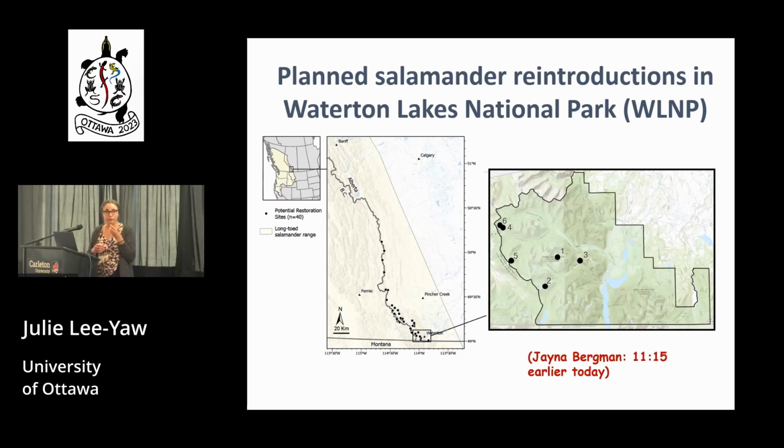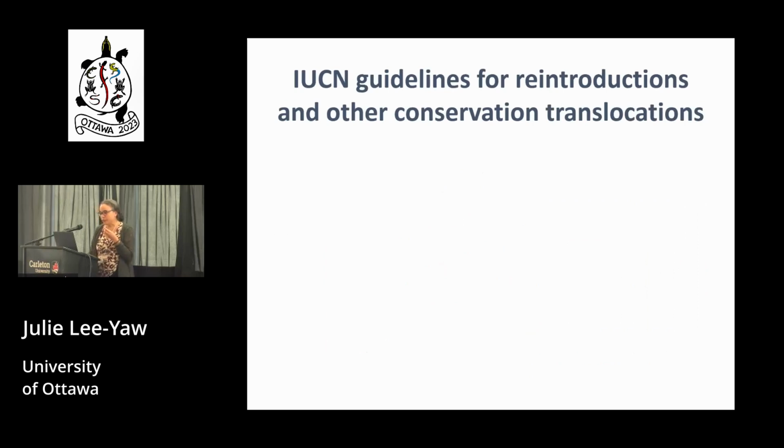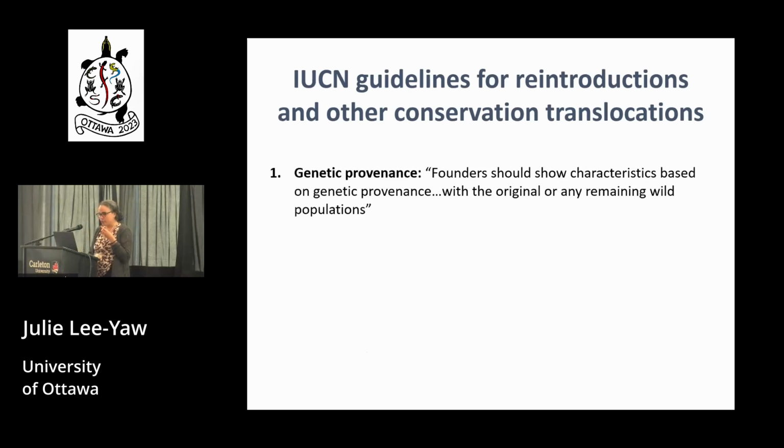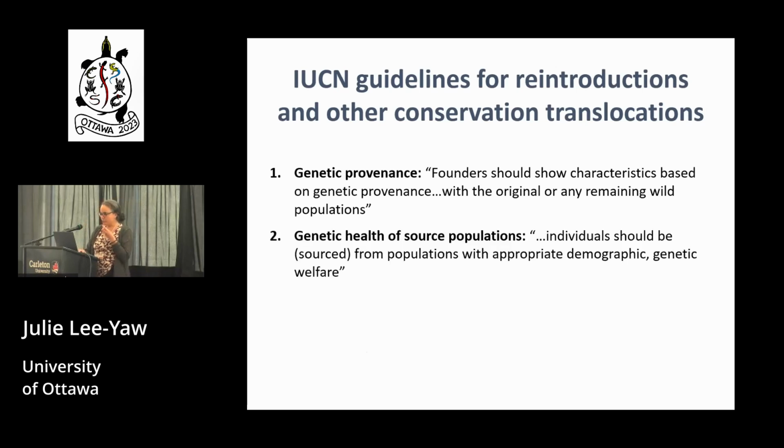For this talk, I want to tell you about some of the genomic data that we've been collecting to help with the selection of source populations in particular. So the IUCN guidelines for reintroductions and other conservation translocations make several genetic recommendations when we're planning a conservation translocation. First, founders should show characteristics based on genetic provenance with any of the original or any remaining populations that are in the area. Second, individuals should be sourced from populations with appropriate demographic and genetic welfare.